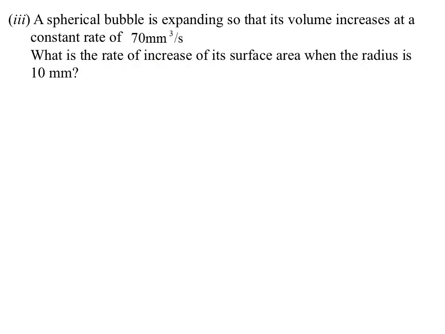Let's try this one. We've got a bubble. It's a sphere. Expanding, its volume is increasing at a constant rate of 70 millimetres cubed per second. We want to know what the surface area is doing when the radius is 10. Okay. So dS/dt, I've called it, rate of change of the surface area. That's what we want to find. They've told me dV/dt.